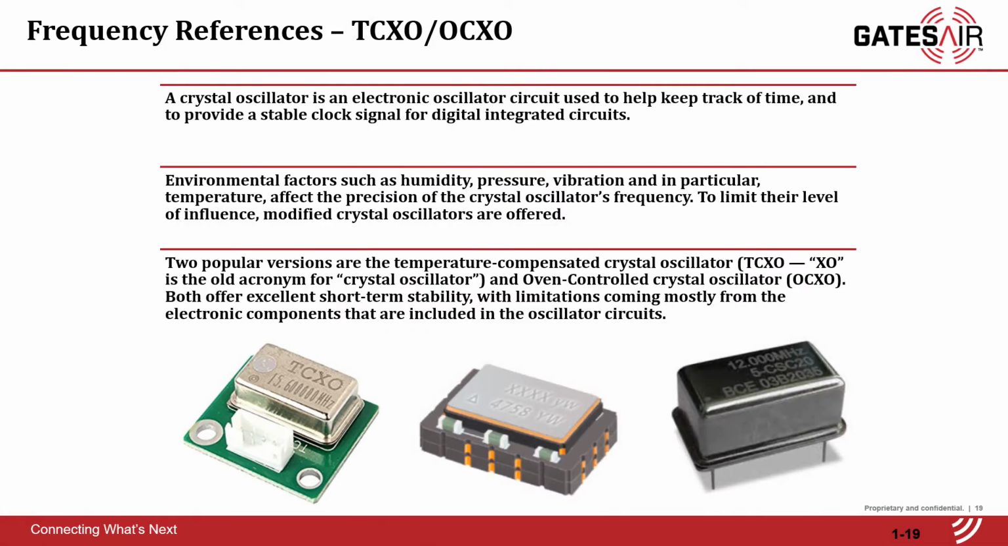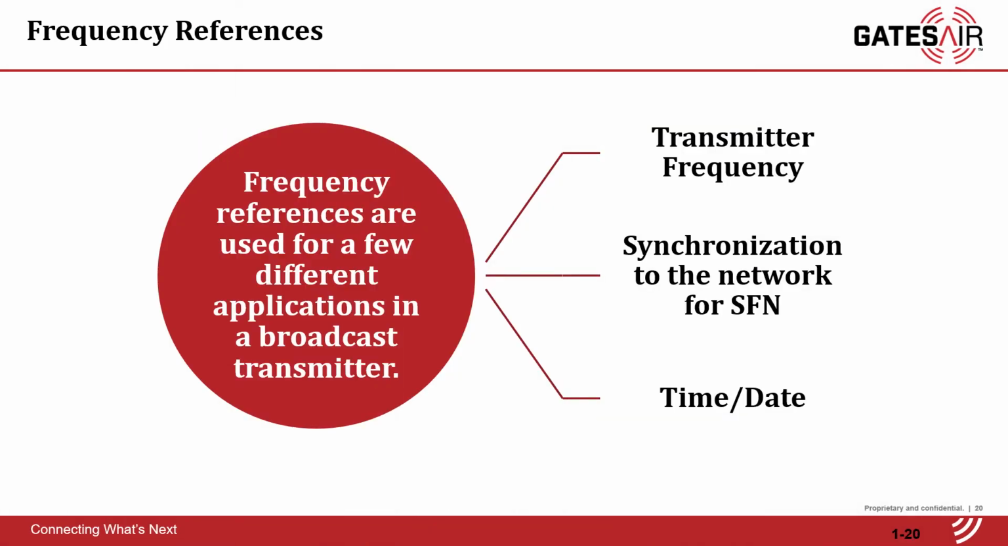A crystal oscillator is an oscillator circuit used to keep track of time and provide a stable clock signal for digital integrated circuits. Environmental factors such as humidity, pressure, vibration, and temperature affect the precision of the crystal oscillator's frequency. To limit that, there are two popular versions of temperature-compensated oscillators, TCXO and OCXO, to help stabilize the temperature. To summarize, frequency references are used for several different applications in broadcast transmission: the transmitter frequency, an SFN network, and the date and time.